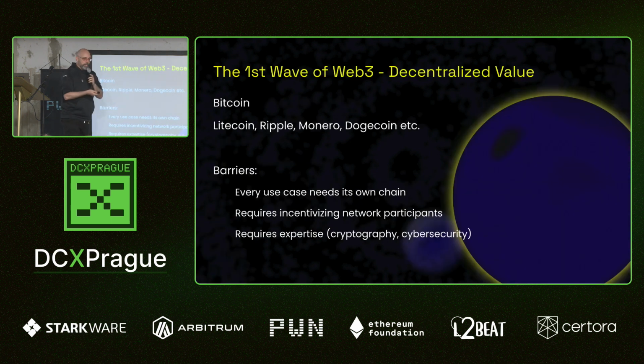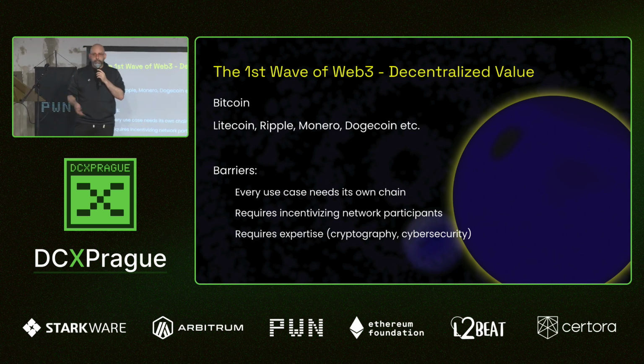So we'll do this very quickly, right? Web3 started with Bitcoin and introducing decentralized value. And that was the first wave, right? After Bitcoin, we saw all these networks popping up, each different kind of use case or approach or tech created another separate network. We have examples like Litecoin and Ripple and Monero and Dogecoin. So whether you cared about privacy or about memes or about corporate stuff, you created your own network and you had to incentivize network participants. You had to be experts in cryptography and in cybersecurity.